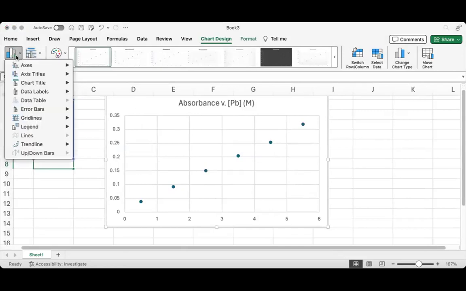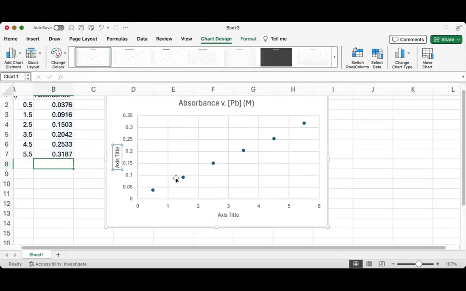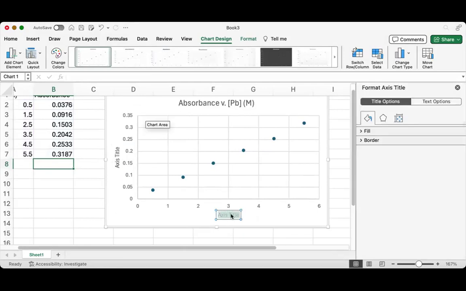We'll want to add our chart elements. We'll want axis titles. Remember, on our x-axis, we have concentration of lead, in molarity. And on our y-axis, we have absorbance.